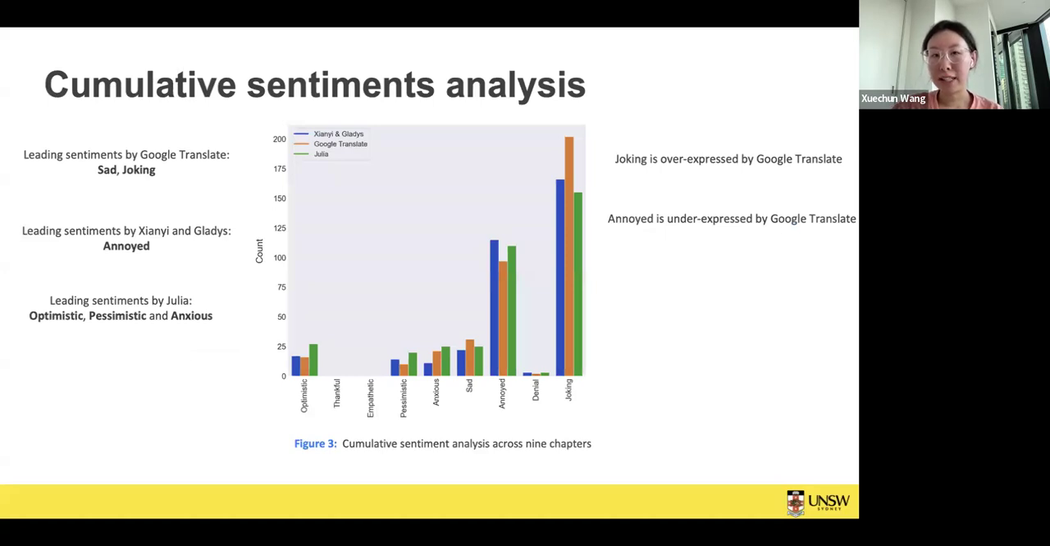Next, I'll discuss the cumulative sentiment analysis across the 9 chapters. As we can see in figure 3, thankful, empathetic, and denial are the least expressed sentiments across the 3 translations, and the leading sentiments are shown here. It's noticeable that the sentiment annoyed is underexpressed by Google Translate, and joking is overexpressed by Google Translate. The 3 translations have a similar understanding of sentiments. However, the predicted sentiments in the translations by human experts are relatively closer to each other compared to Google Translate.